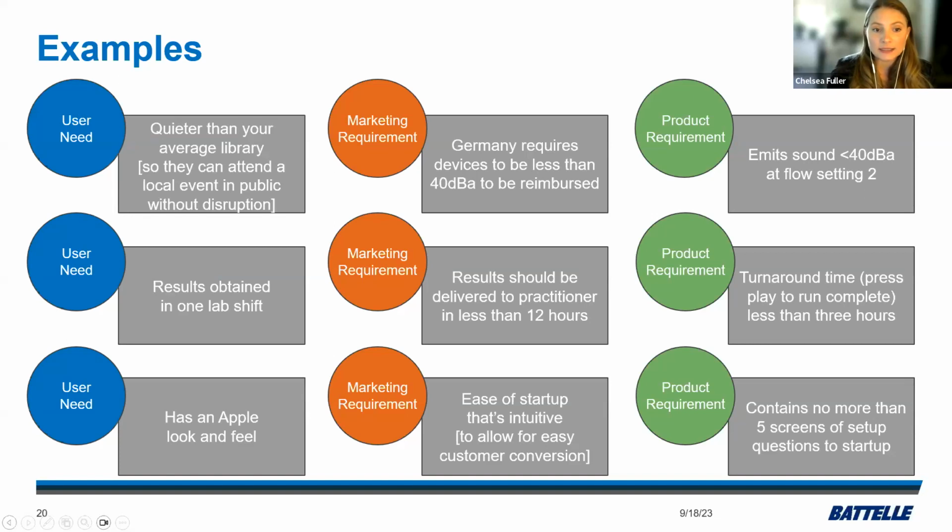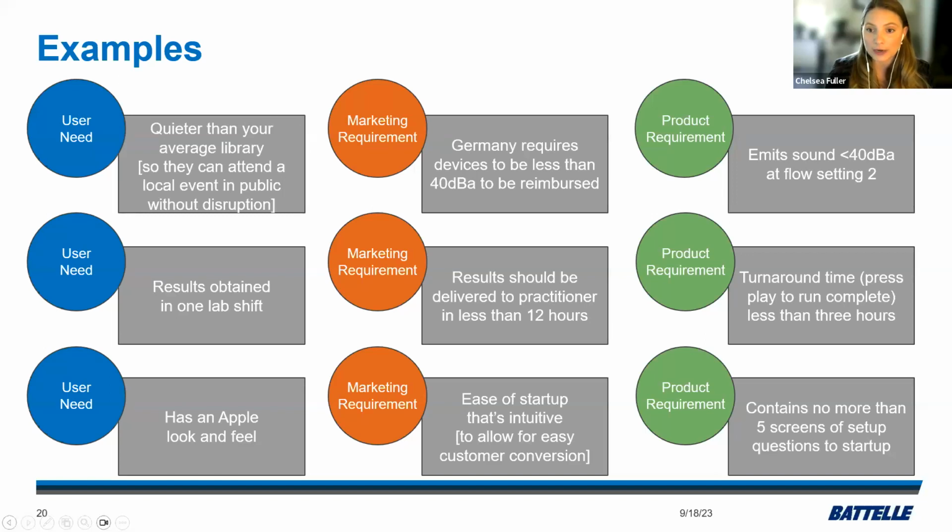The next one kind of alludes to one of the examples that Michael was referencing earlier. They wanted something within 8 hours. And when we asked why, what we ultimately came up with was that they wanted the results obtained in 1 lab shift. And so the market requirement for what clinicians were expecting was that results would be delivered to the practitioner in less than 12 hours. So again, that's less than 1 lab shift. We're not talking about the number 8 even in here. But those again were the constraints of the market around expectations.